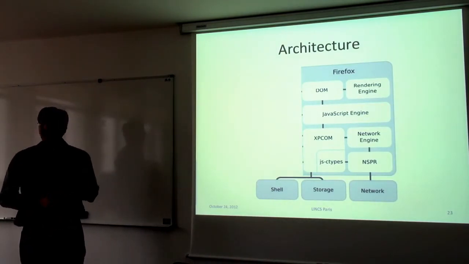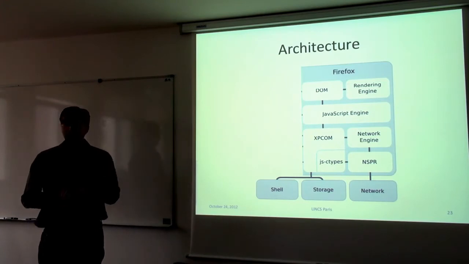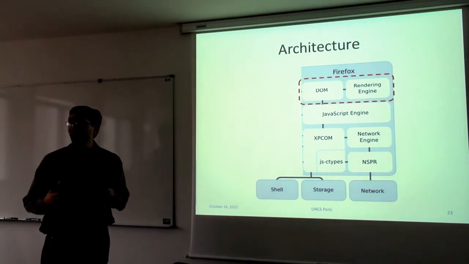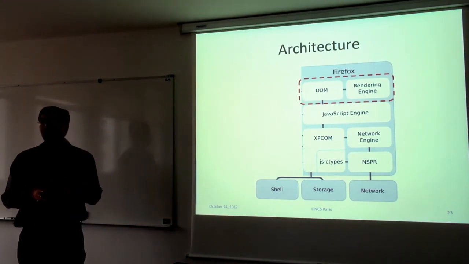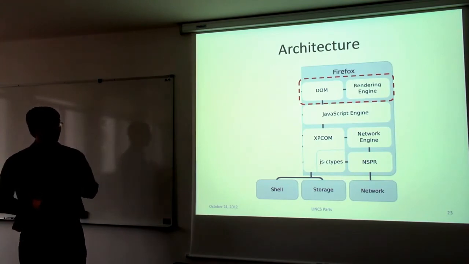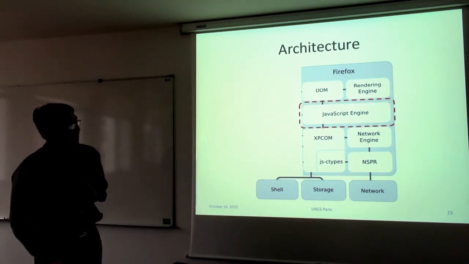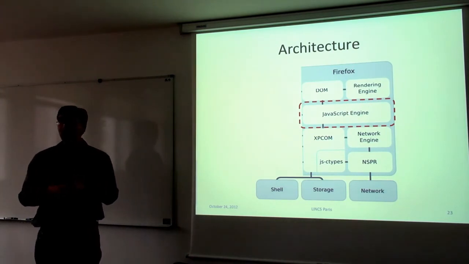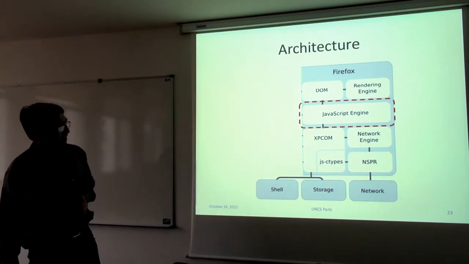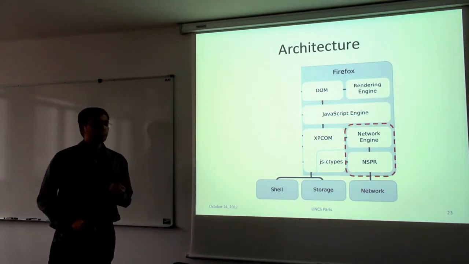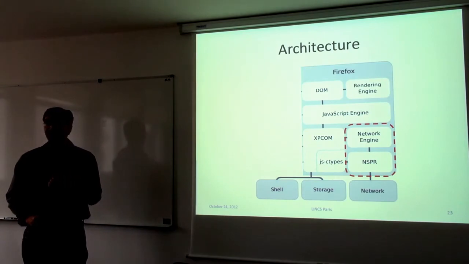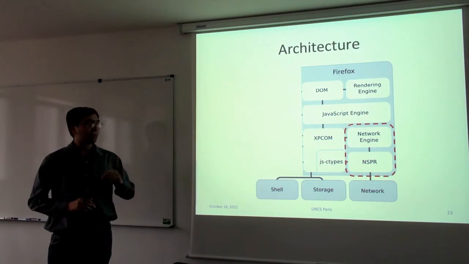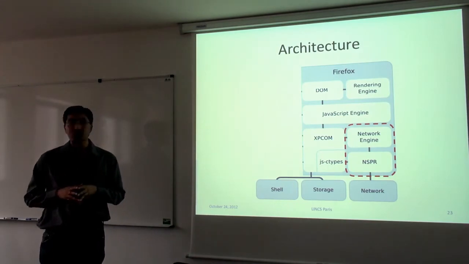This slide shows the schematic architecture of the Firefox web browser. The DOM subsystem is responsible for creating an intermediate representation of the web page, which is then rendered on the screen by the rendering engine. The JavaScript engine is responsible for executing all the JavaScript in a web page and any browser extension. The network engine implements protocols like HTTP, HTTPS, and FTP. And the network engine in turn uses a runtime library called NSPR for performing all low-level socket operations.